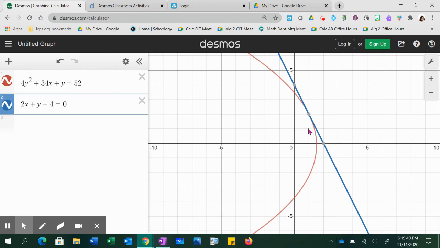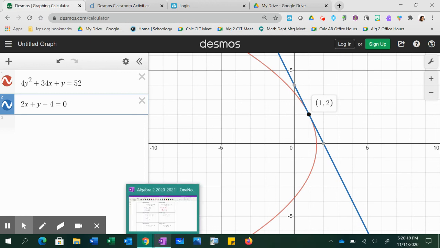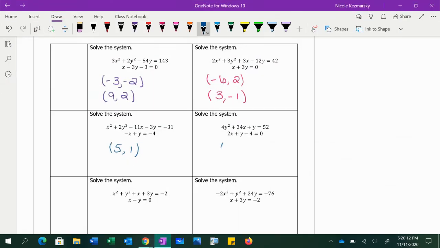And again, we've got this line that doesn't cross through the point, but they share a point. And so a solution to a system just means they share a point. And it just happens that the equations are simple enough this time that Desmos is able to tell us that it's the point 1 comma 2. So I'll go back to our notes and I will put 1 comma 2.